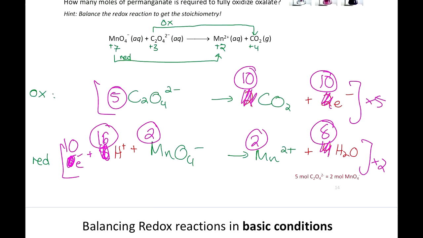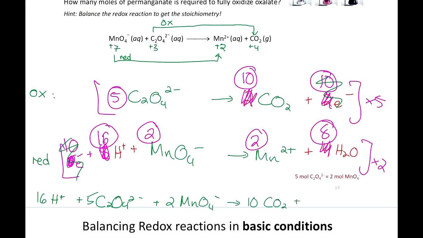So it doesn't look like really anything cancels except the electrons. So this is a 10 electron process. Okay, n is 10 in this case. And then we just add everything up. So this reaction is 6 H pluses, 5 oxalates, 2 permanganates, arrow, 10 CO2s, 2 manganese 2 pluses, and 8 waters.